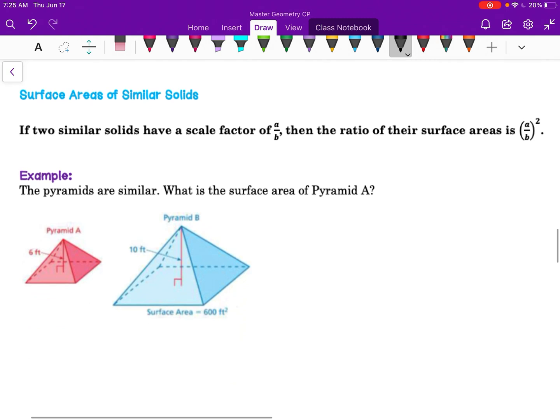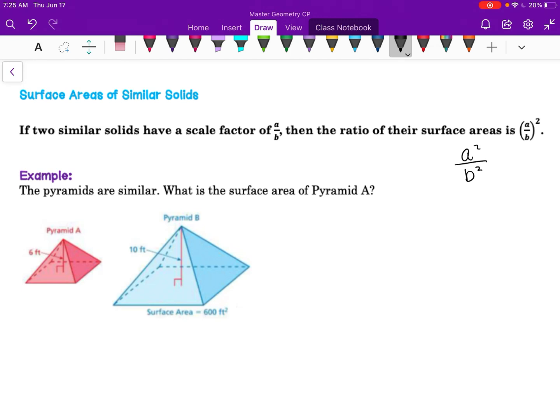Surface areas. So if two similar solids have a scale factor of A/B or A to B, then the ratio of their surface areas is A over B squared, or A squared over B squared. So this is very similar to the ratio of areas we saw in similar polygons. Same idea here. Ratio of surface areas is the scale factor squared, A squared over B squared.